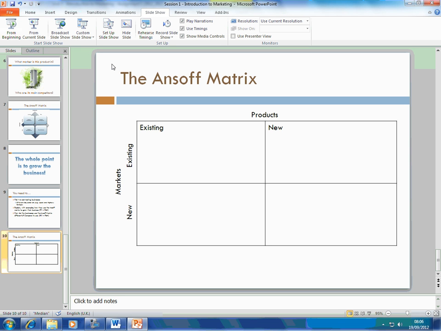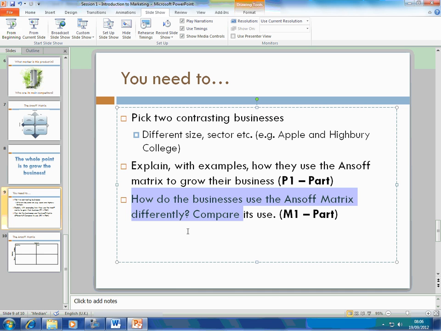If you pick a business with a fairly large product range, it makes it much easier to put your products in the different boxes. I keep harping back to it, but Apple has a large product range. Car manufacturers and clothing companies all have quite large ranges. So it may be useful to pick one of those as your main business to focus on. When you look at your comparison business, if it's a primary sector business, they might not have so many products. That's fine, because you could just pick their 1 or 2 products, put them in the boxes, and explain that because of the nature of the business, that's why they use the Ansoff matrix differently.